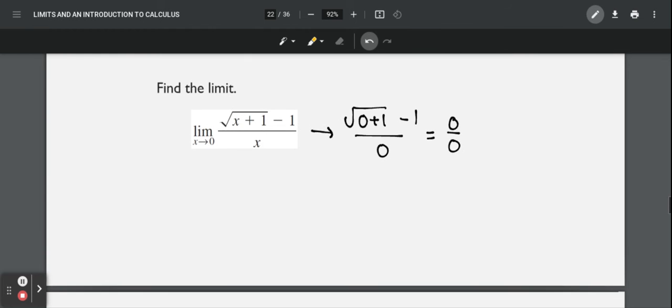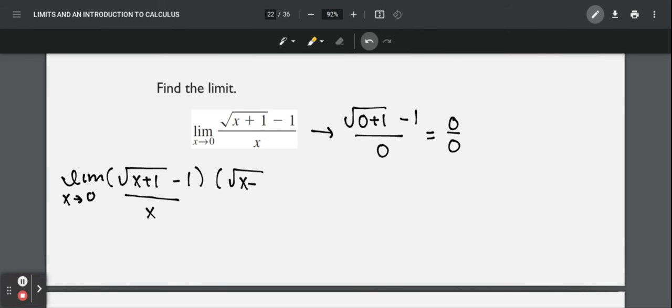So what we're going to do is rationalize our numerator. So we're going to say the limit as x approaches 0 of the square root of x plus 1 minus 1 over x. Right, and then we're going to multiply by its conjugate. So the square root of x plus 1 over the square root of x plus 1 plus 1.